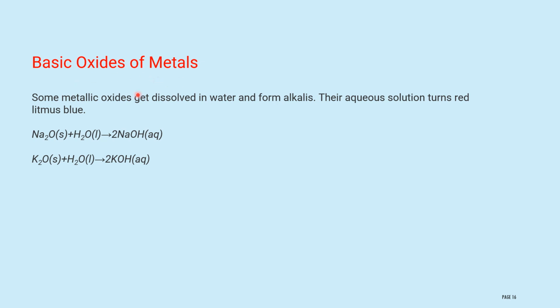Basic oxides of metal. Some metallic oxides get dissolved in water to form alkali. Their aqueous solution turns red litmus paper to blue. Sodium oxide reacts with water, you will get sodium hydroxide. Potassium oxide reacts with water, you will get potassium hydroxide. These two aqueous solutions turn red litmus paper to blue.